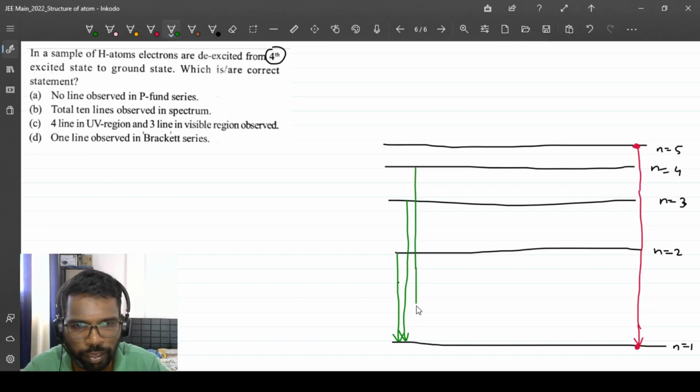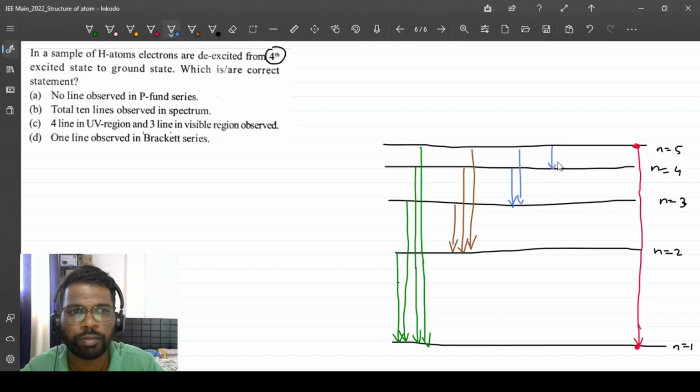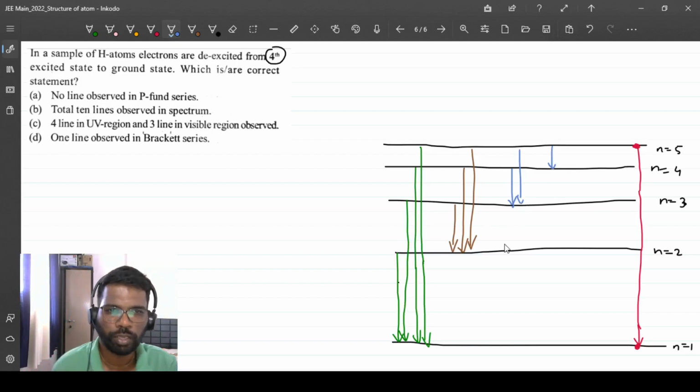Please excuse me for the diagram. This is the Lyman series. Then this is the Balmer series. Then this is Paschen, and there is the Brackett series. So these are the different series which are observed over here.